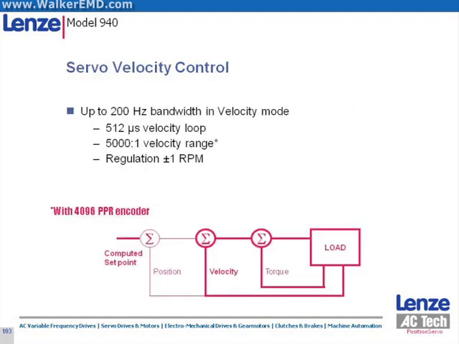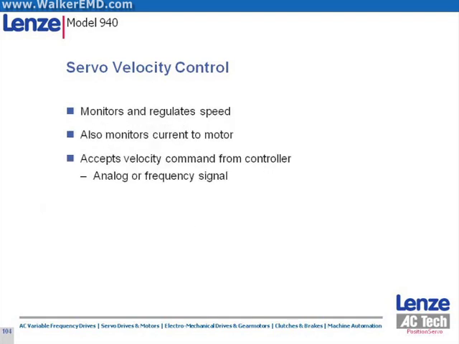The velocity loop update rate of the position servo is 512 microseconds. Speed regulation is plus or minus 1 RPM over a 5,000 to 1 velocity range. Analog control is, however, limited to 11 bits plus sign, so 2048 divisions are possible from a 0 to 10 volt DC command signal. Velocity mode regulates the speed of the motor.